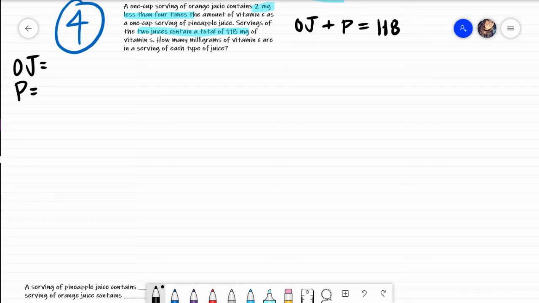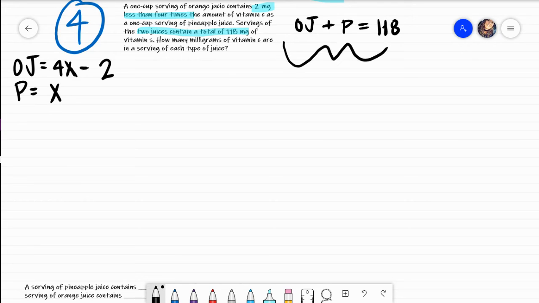So I see that they told me orange juice and they gave me information about it, but it's relating to the pineapple juice. I actually don't know anything about my pineapple juice. So that's my x. And then if you look, it tells me that the orange juice contains 2 milligrams less than 4 times the amount in pineapple juice, right? So wouldn't we do 2 less than 4 times? 4 times the amount is x. So 4 times the amount of the vitamins in pineapple juice, which would be 4x minus 2.